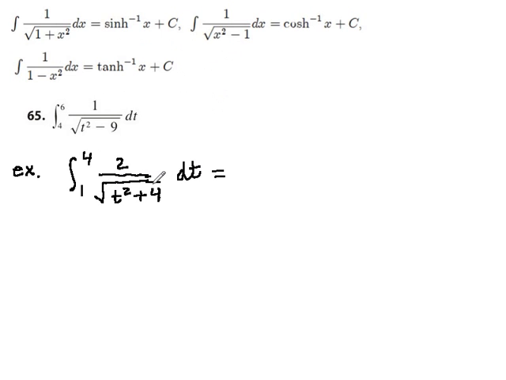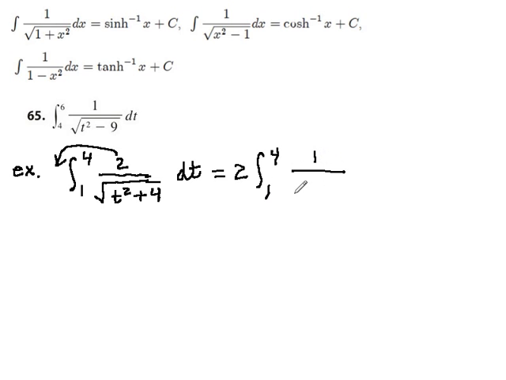So I look at this and I see a square root and I see a plus sign. So that tells me that this one belongs with inverse sinh. Okay, so I want to make this look like square root 1 plus x squared. So right now it's a 4. I want it to be a 1. Let's go ahead and take our 2 on the outside here. So 2 on the outside, integral from 1 to 4, and then we'll have 1 over.